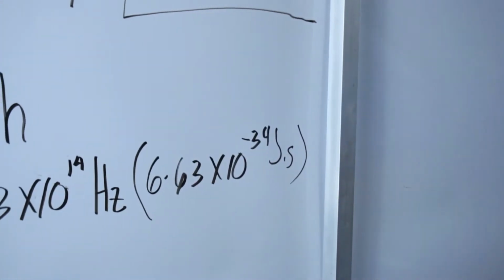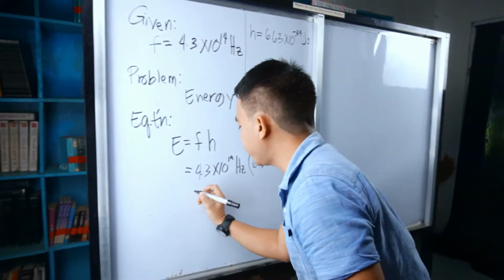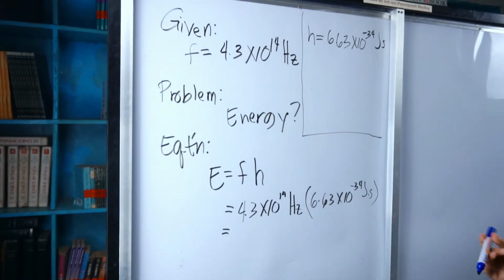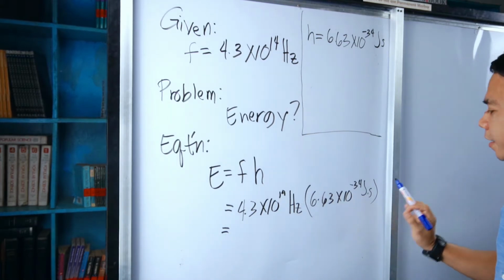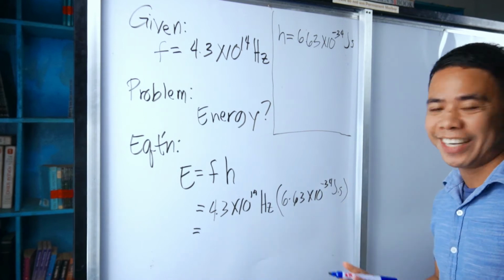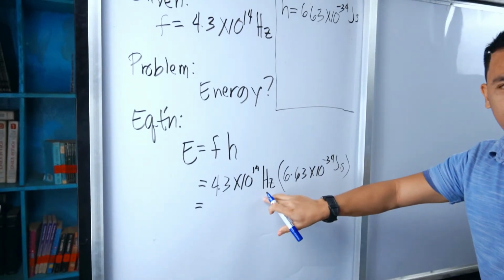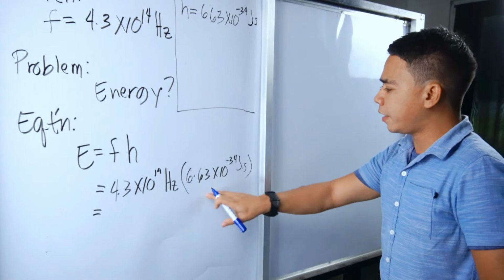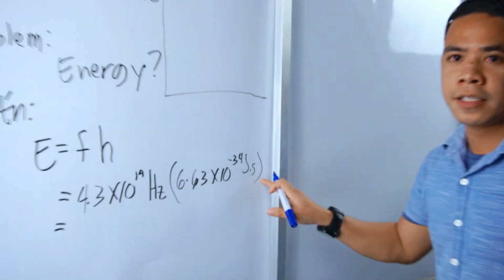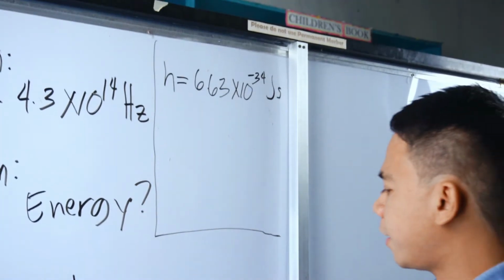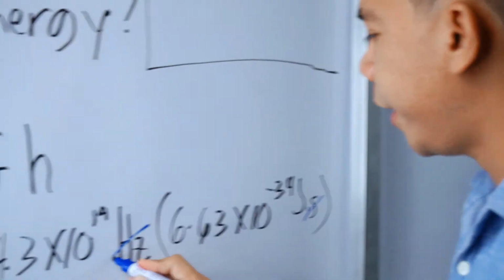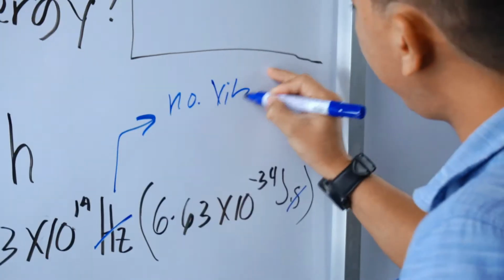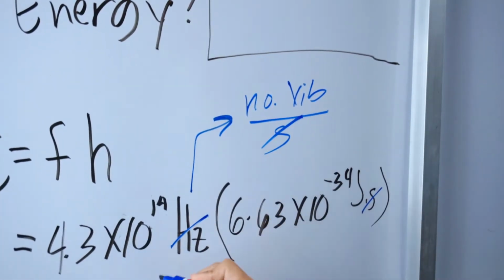Now, next to do. Since we have the equation, first in math, we cancel out the units to see which units remain. Frequency is the number of vibrations per second, so that talks about time. In the Planck constant, the unit is joule seconds, energy per second. So we cancel out seconds in hertz because hertz is the number of vibrations per second.